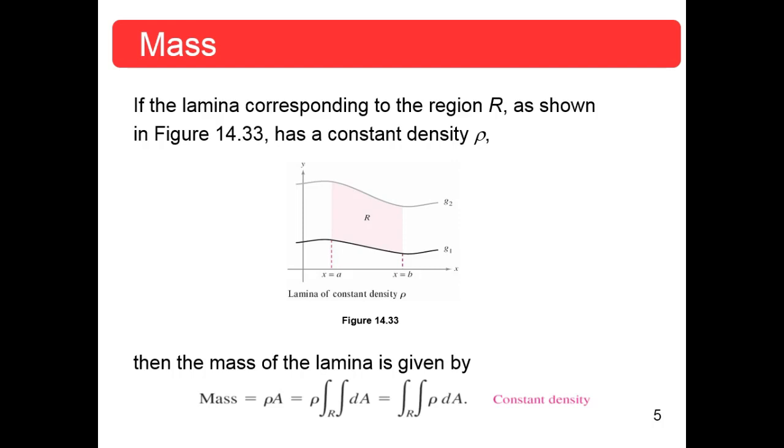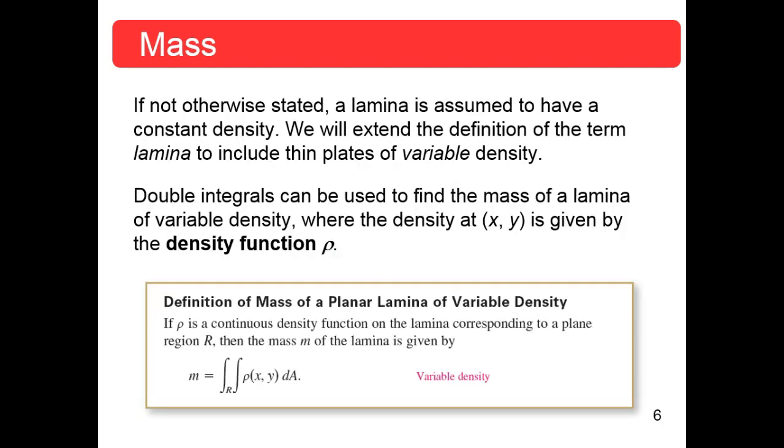Okay? So the outer limit, this dA, is going to be basically a dx and dy, but dy then dx, because the last one's going to be x, and this is going from A to B for the x part, and it's going from g2 of x to g1 of x on the dy part. Okay? So that's how you would set up your integral. If not otherwise stated, a lamina is assumed to have a constant density.